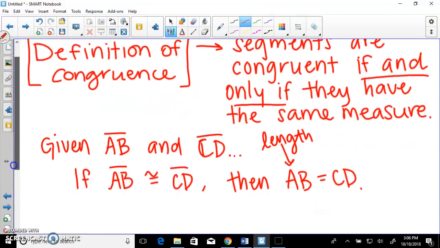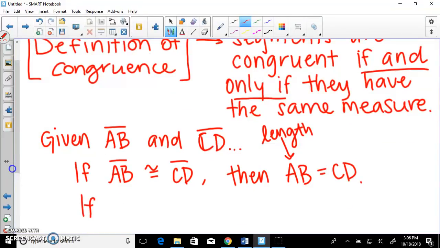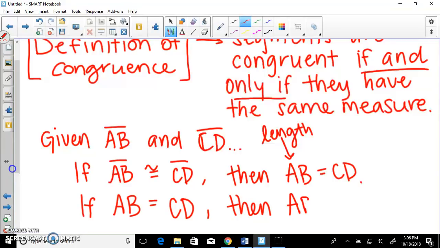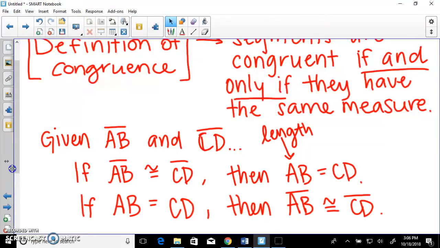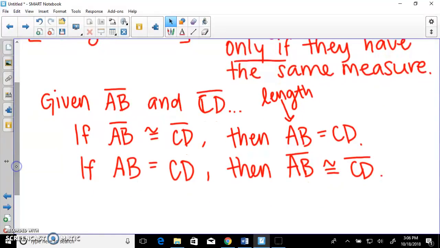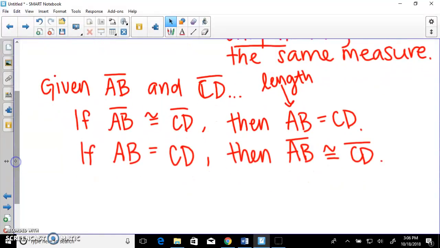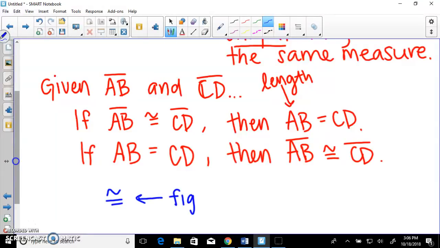This is a biconditional statement, so we're going to say the converse as well. If the length of AB is equal to the length of CD, then the segment AB is congruent to the segment CD. So I want us to notice something here. We may have talked about this before, but it's really important when we start getting into proofs. Anytime you use a congruent symbol, that means you are talking about a figure.